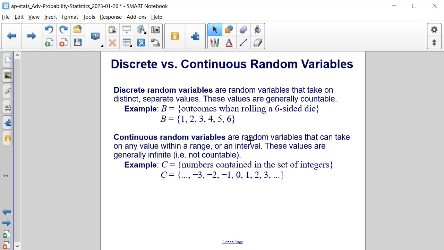Whereas continuous random variables are random variables that can take on any value within a range or an interval. And these values are generally infinite. In other words, they're not countable. So an event C could be the numbers contained in the set of integers.